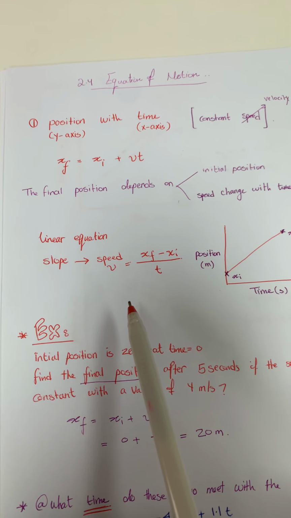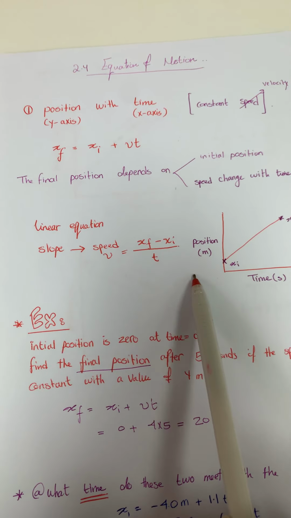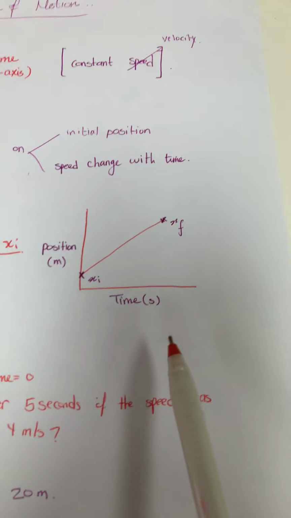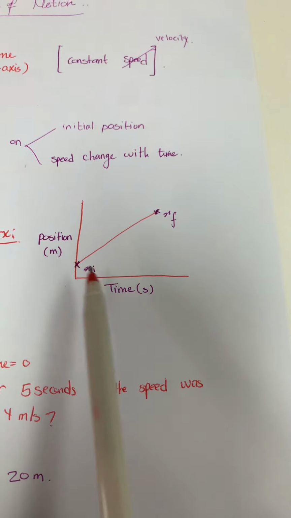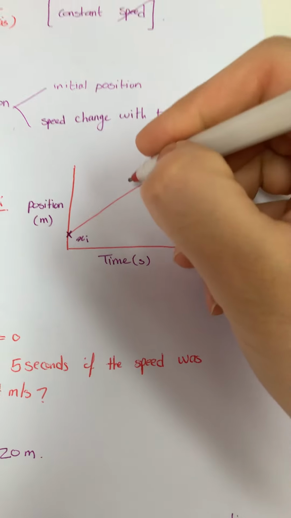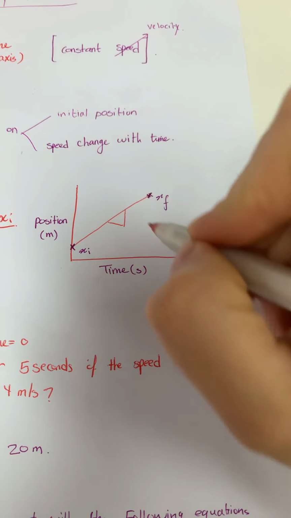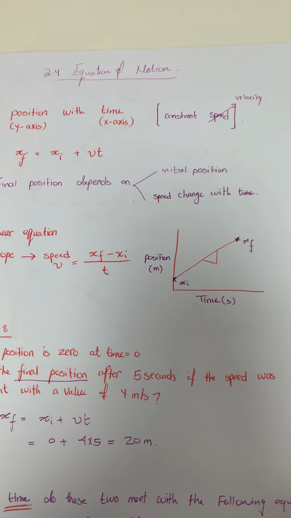I can use it to find out speed. The speed will be the slope, which is x final minus x initial over time. So if we plot it like this, you will have the position versus time, and the speed will be the slope, which is x final minus x initial over the change in time.